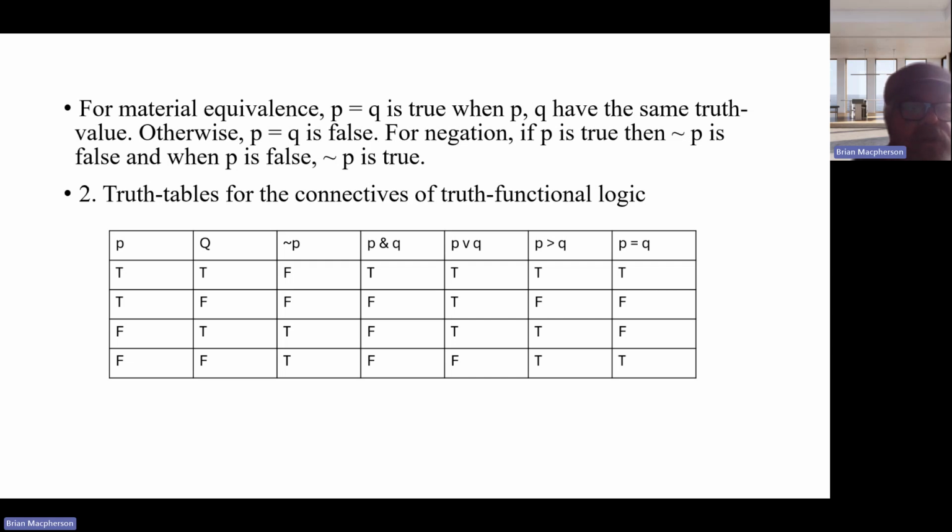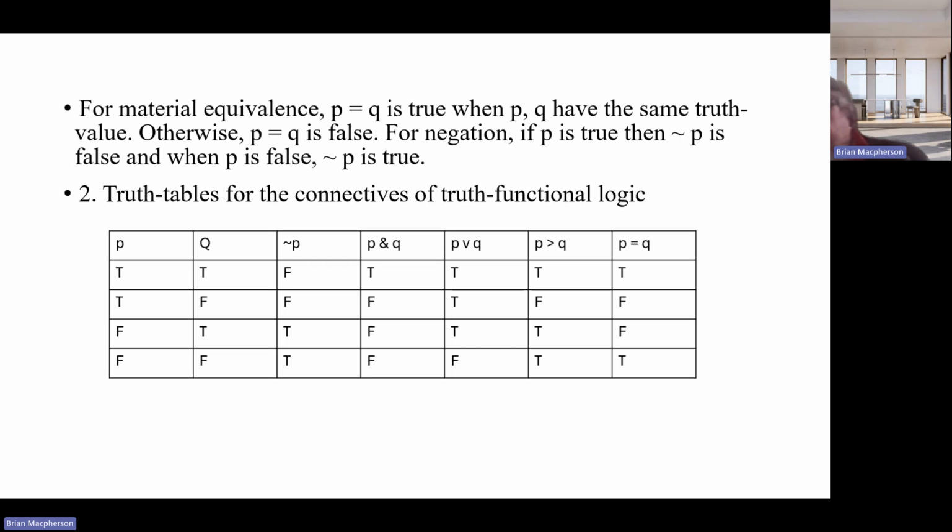Finally, let's say that P and Q are both false. Well, if P is false, that's going to make not P true. If P and Q are both false, that's clearly going to make P and Q false. If P and Q are both false, that's clearly going to make P or Q false because neither one of them is true. If P and Q are both false, that makes P then Q true automatically because the only case when P then Q is false is when P is true and Q is false. And finally, if P and Q are both false, P if and only if Q is true.